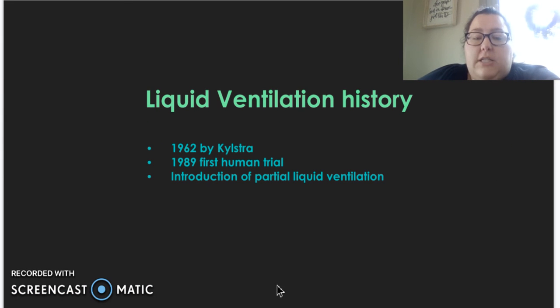So, liquid ventilation history. Before we go into the details regarding liquid ventilation, I'd like to tell you a little bit about the history of liquid ventilation. In 1962, Callistra and colleagues first tested liquid ventilation on mice and also mammals. A liquid medium salt solution was used. It had to be able to dissolve large amounts of respiratory gases at atmospheric pressure. There were only a few that were able: silicone oils and perfluorocarbons, which they also call PFCs. The silicone oils became toxic, so that only left the PFCs.